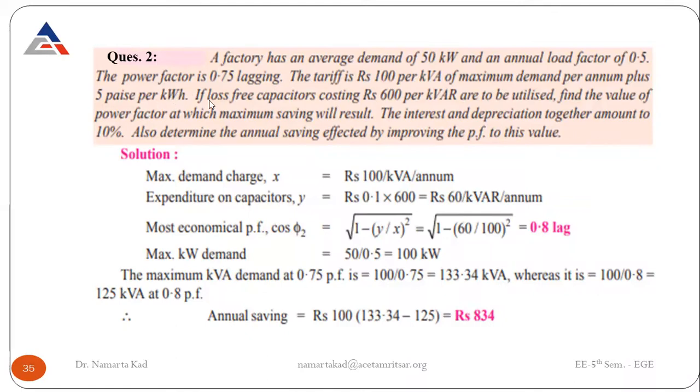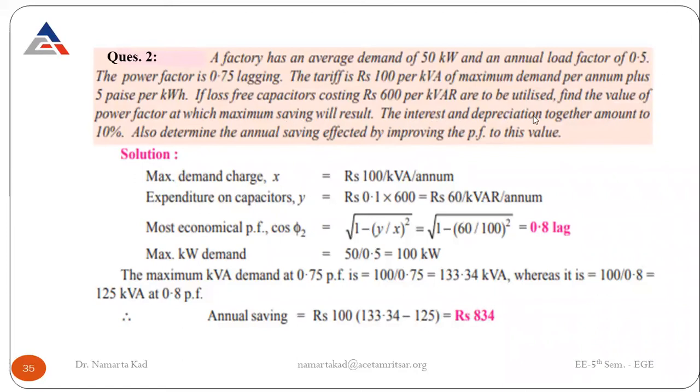So if the loss-free capacitors costing, so here they are using the word capacitors, that is for improving the power factor. If the loss-free capacitors costing rupees 600 per kVAR are to be utilized, find the value of power factor at which the maximum saving will result. So it is the same wording, that is to find the most economical power factor. That means at which the maximum saving will occur.